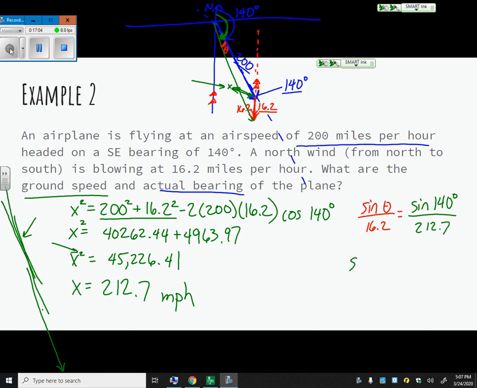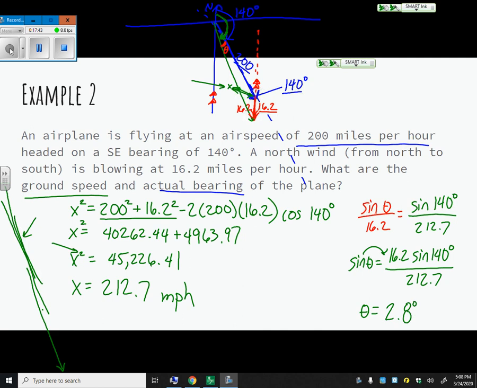And so my sine theta is going to be equal to 16.2 sine of 140 degrees over 212.7. Okay? And if I just take sine inverse of both sides, I should get my angle right here. 16.2 times sine of 140, divide that by 212.7, then sine inverse. And that gave me 2.8 degrees.